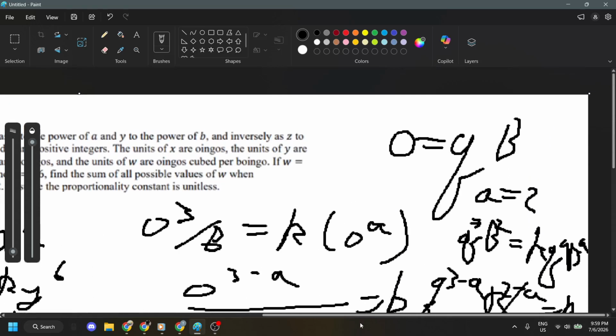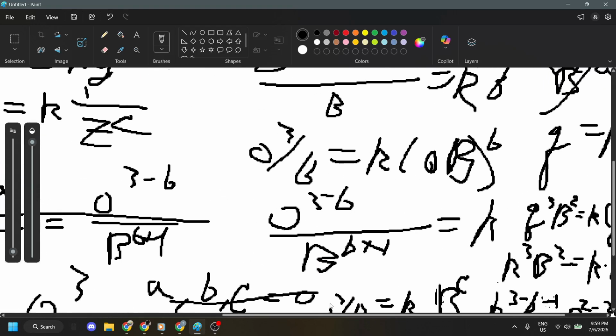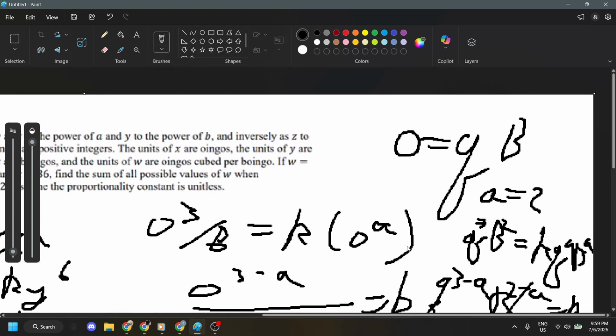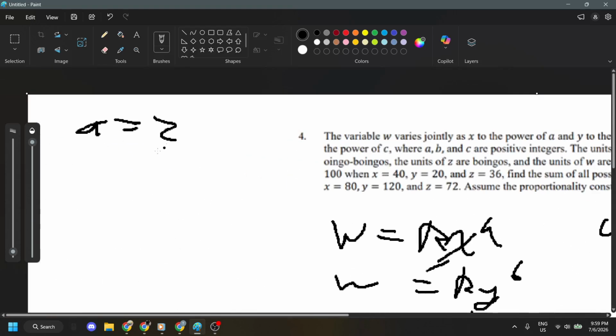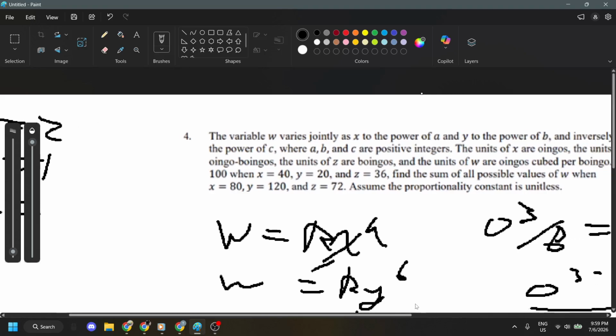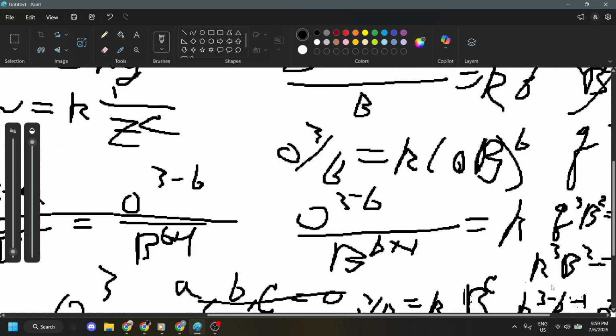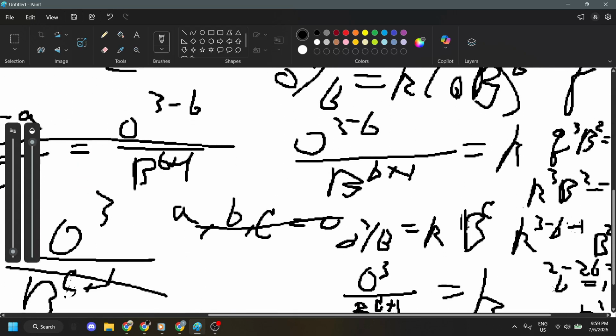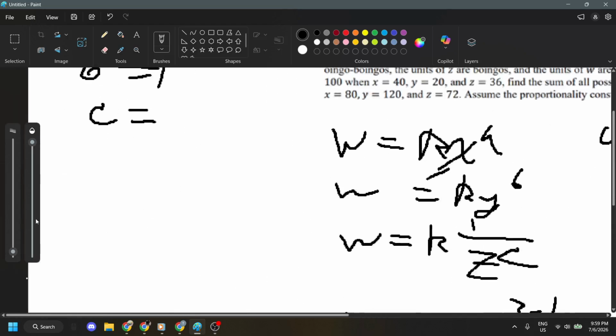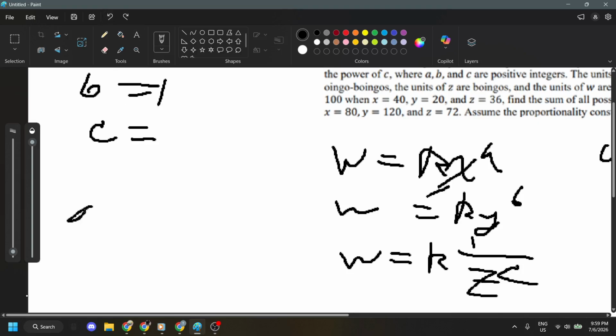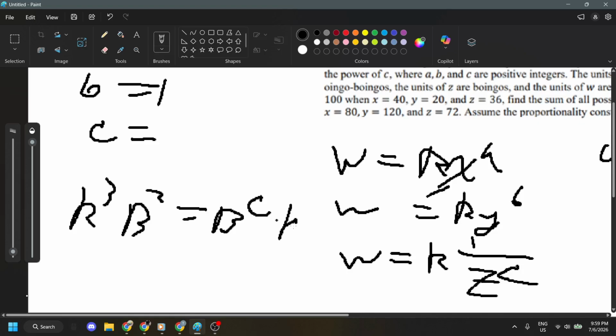Okay, if k is equal to 1, then that makes this easier, I guess. So did we get a yet? A is equal to 2, b is equal to 1, c is equal to... Okay, so now we just have boingos. So Q to the 3, it's going to be k to the 3. Boingos squared is equal to boingos to the c times k.